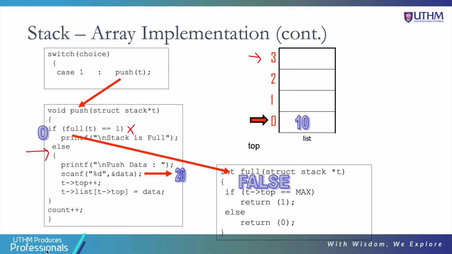Then it will ask the user to insert any value. Let's say the user inserts 20, and then top plus plus, 0 will be incremented by 1, and then list 1 equals data, so data is 20. So now top is pointing to 1.